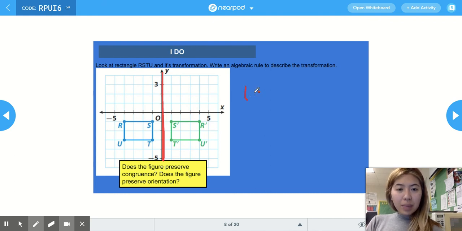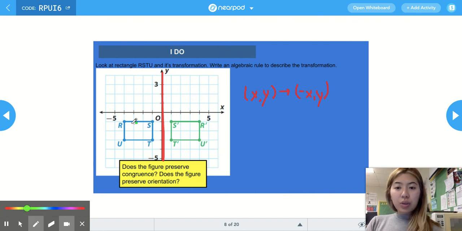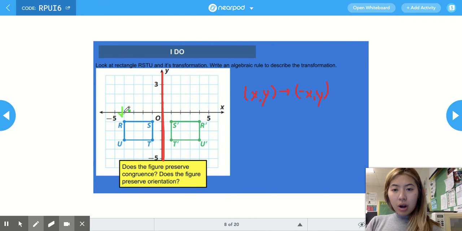So I'm going to start by writing my rule as x, y to, so I can see that it's my x values that are flipped in sign, so it's going to be -x, y. And just as a reminder, when points are reflected across the y-axis, it's the x-axis that changes signs. Just to show what that looks like with a point, let's choose R. Point R's coordinates are -4, -1.